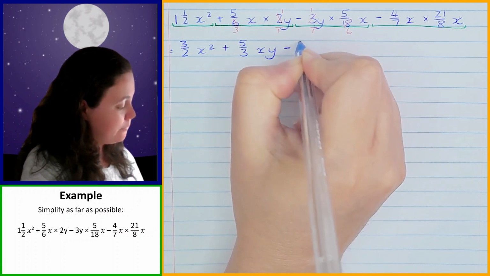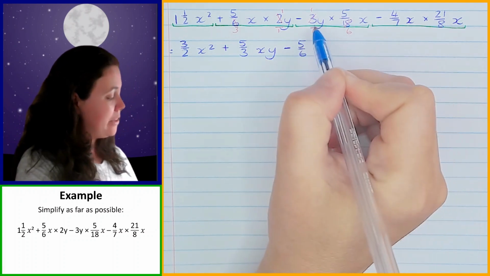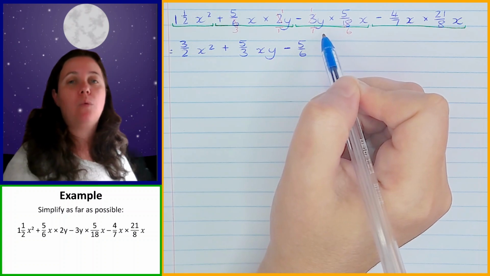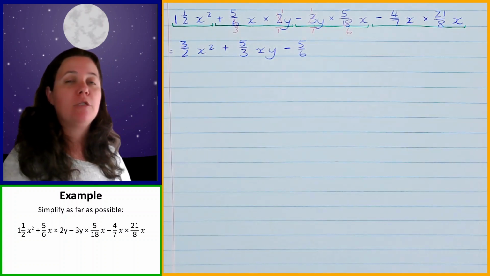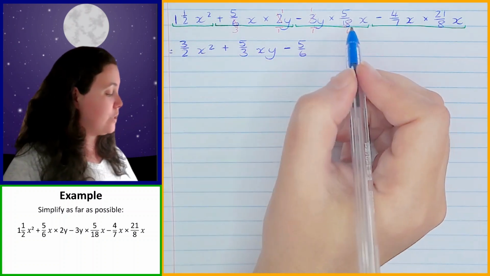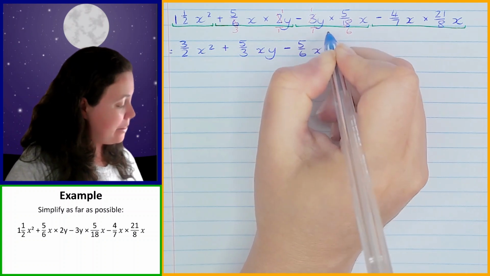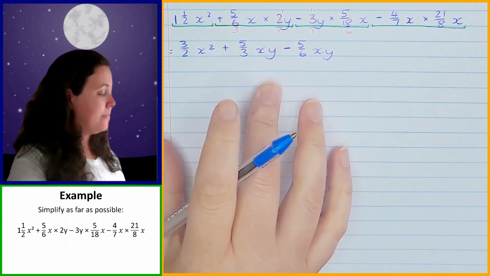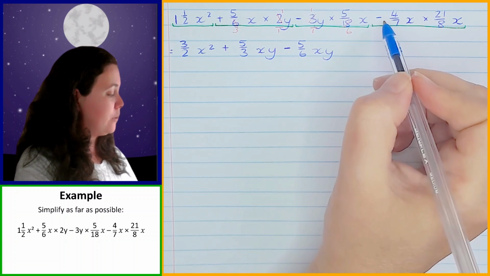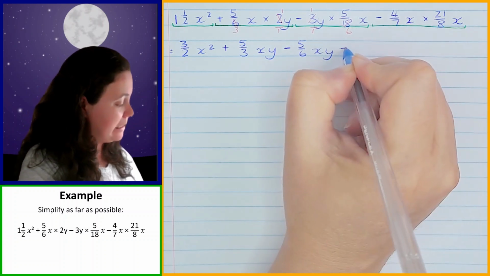So minus 5 over 6, and then once again, my x and my y, neither of them are the same base, so I'm just going to write them down in alphabetical order. So the x goes first, and then the y goes next. Okay, then over here, my last term, I've got a negative times a positive, again, that's negative.